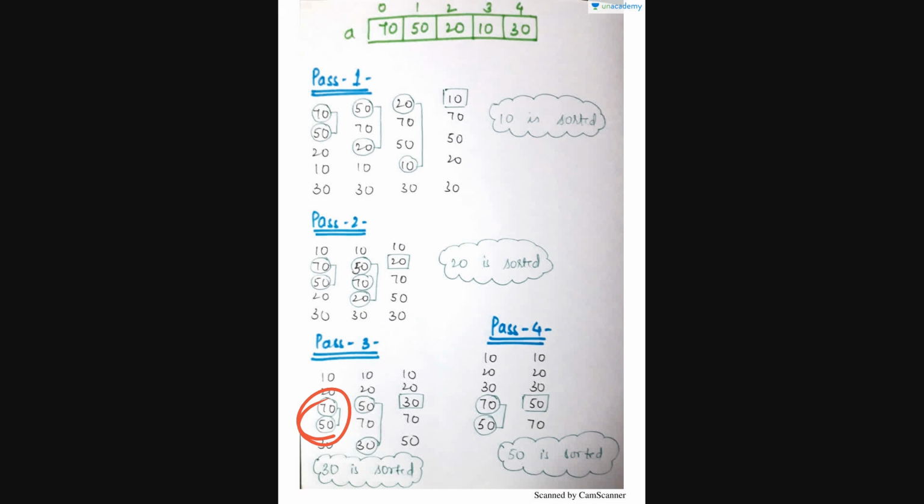Afterwards, 50. We have to check the element smaller than 50. 70 is not smaller. 30. 30 is smaller than 50. So we have to swap that element. That is, 30 will go into the place of 50 and 50 will come into the place of 30. Then the sequence will be 10, 20, 30, 70, 50. There is no element smaller than 30 after 30. So 30 will be sorted over here. That is, 30 is sorted.